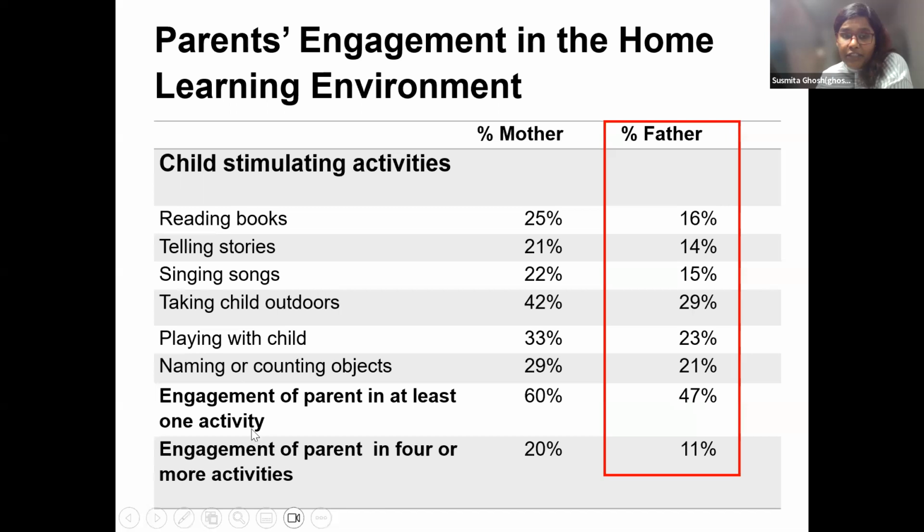and only 47% of the fathers were engaged in at least one activity, and one tenth of the fathers were engaged with their child in four or more activities. The engagement of the mothers with their child was also not high in this low period.